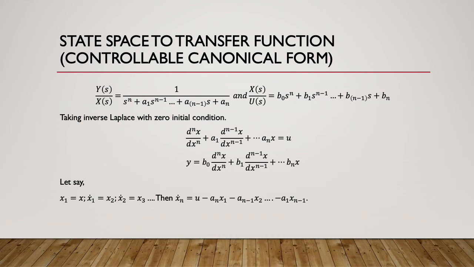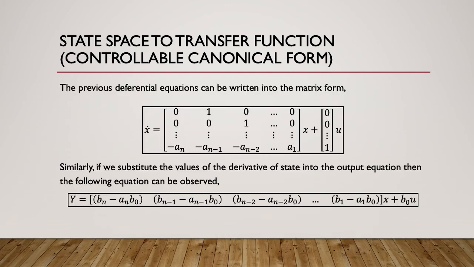And the last state xn, the nth derivative, xn dot equals u minus a_n x1 minus a_(n-1) x2 and so on, minus a1 xn. So xn dot can be represented like that. If we represent this whole set of equations, x1 to xn dot, in matrix form, then we will have a matrix in this form.